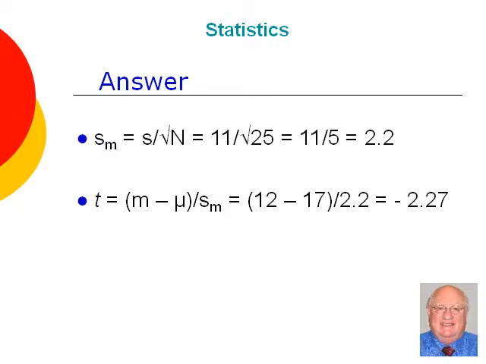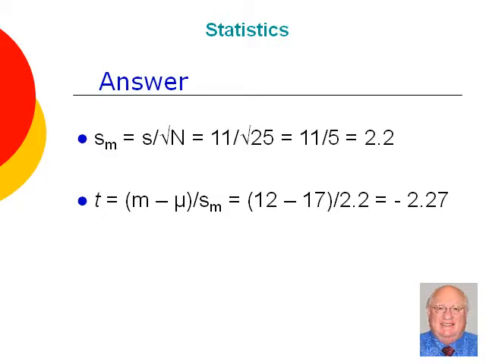The answer is that the sample standard error would be 2.2. We would take the square root of the variance and then divide that by the square root of the sample size. Thus, 11 divided by 5 equals 2.2. And this would be our estimate of the sampling error in our study.